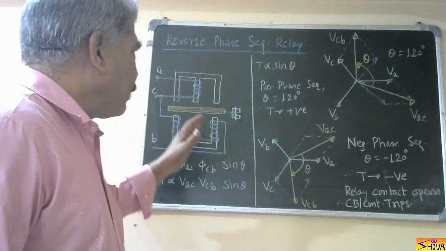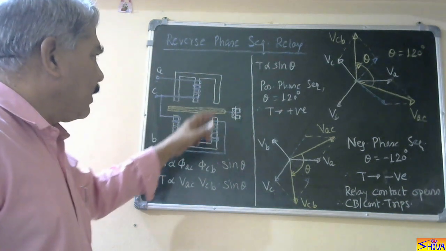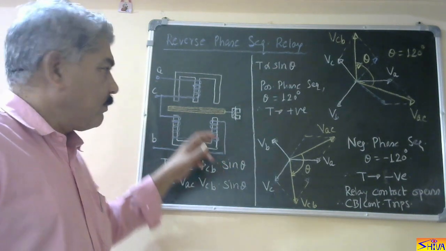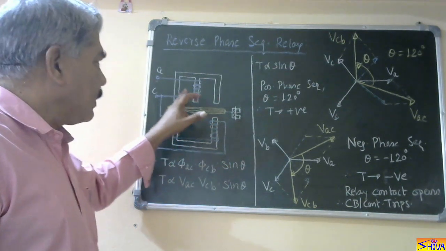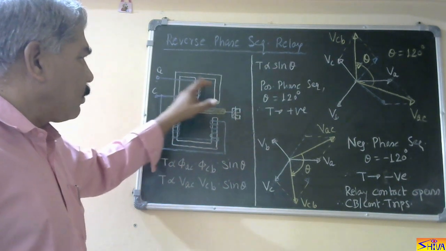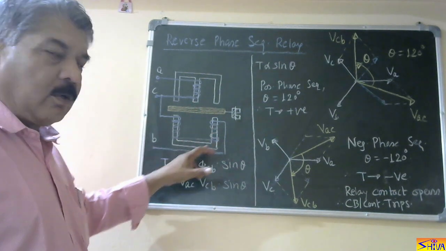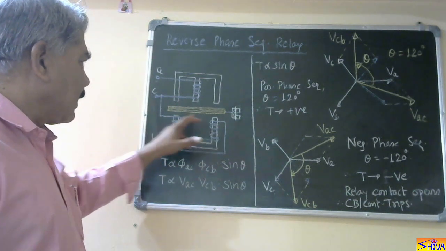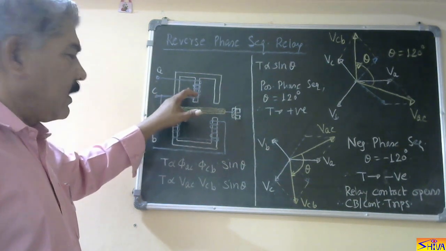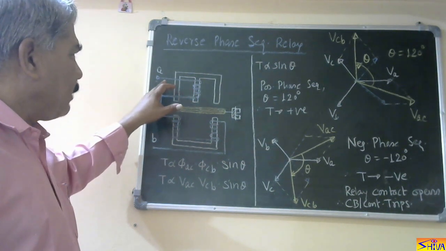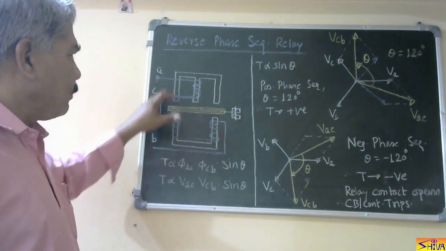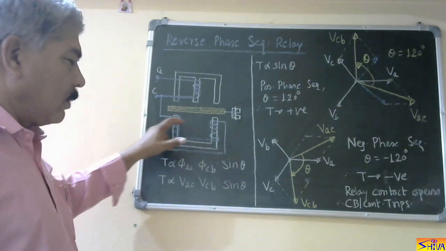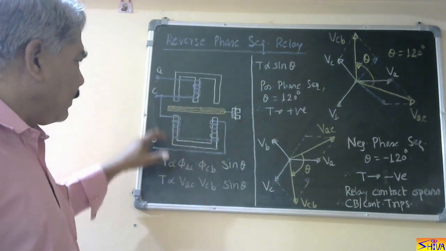Now, this type of protection is provided by an induction disk type relay. In case of an induction disk type relay, we use two electromagnets: upper electromagnet E shape, lower electromagnet U shape. This is one coil, this is the second coil. The first coil, on the upper electromagnet, is energized by voltage VAC. The lower winding or lower coil is energized by voltage VCB.